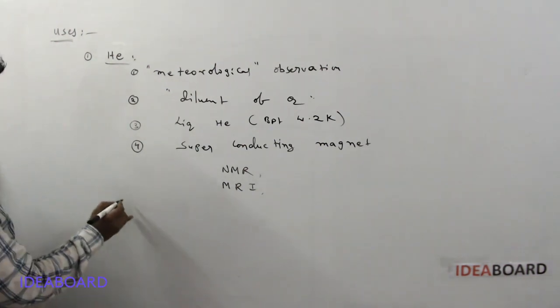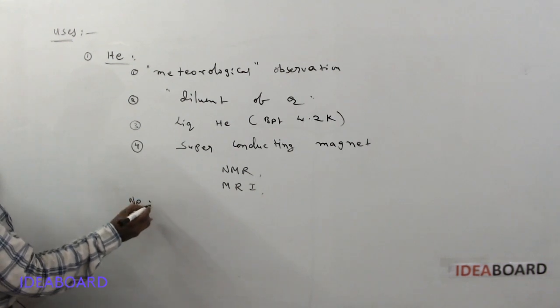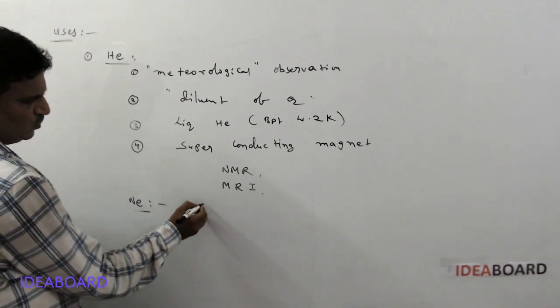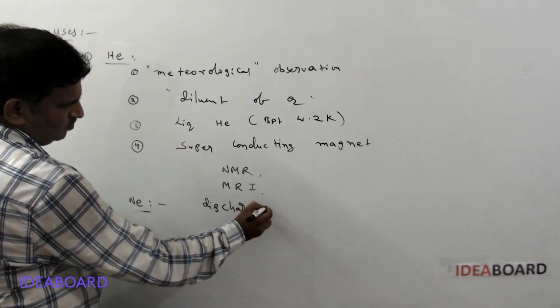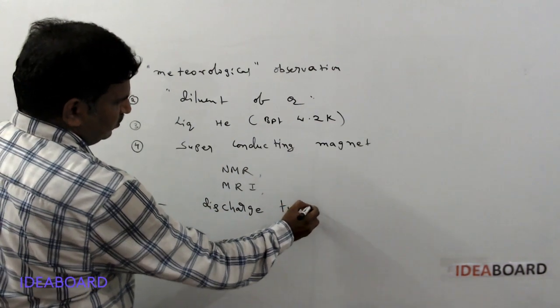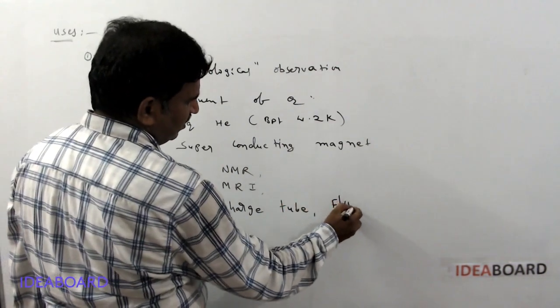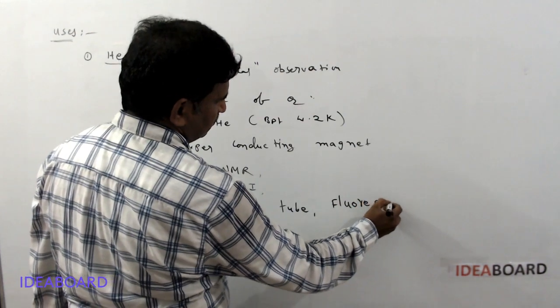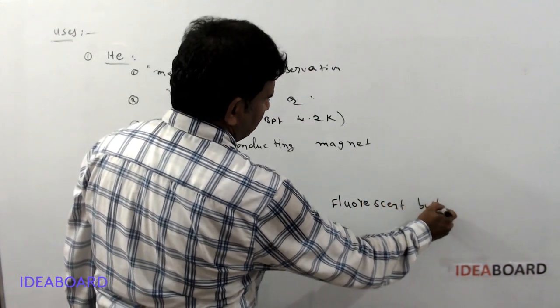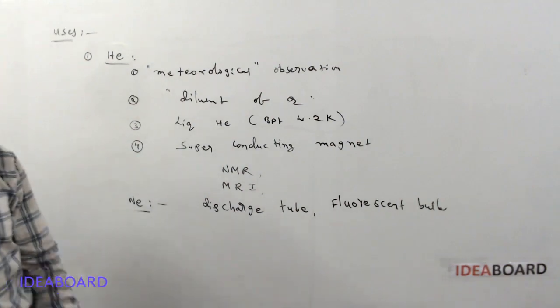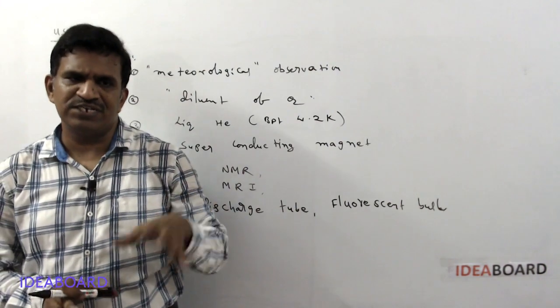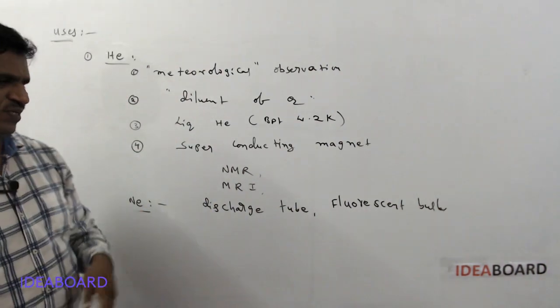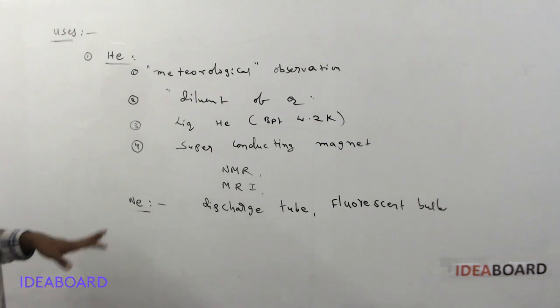The next one, neon. Neon is used in discharge tubes and in fluorescent bulbs. Mainly these fluorescent bulbs are used in displays, means some displays for advertisement purposes. For advertisement purposes, we take these neon tubes or neon lamps mainly, which are filled by using neon gas.